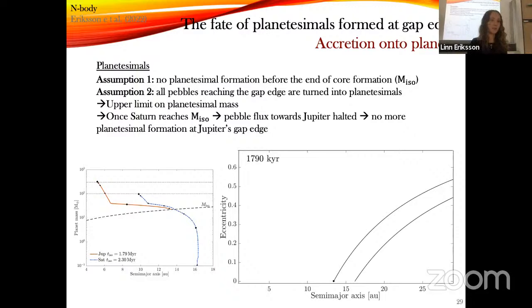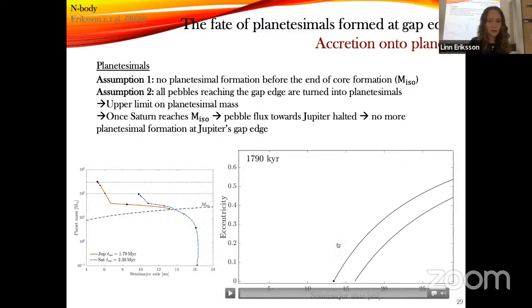The first one is that we really get an upper limit on a planetesimal mass, because we literally take the entire pebble flux and just turn it into planetesimals. And the second one is that once Saturn reaches pebble isolation mass, the pebble flux towards Jupiter will be completely halted, so there will be no more planetesimals forming there. So basically, we first form planetesimals at Jupiter's gap edge, and then at Saturn's.